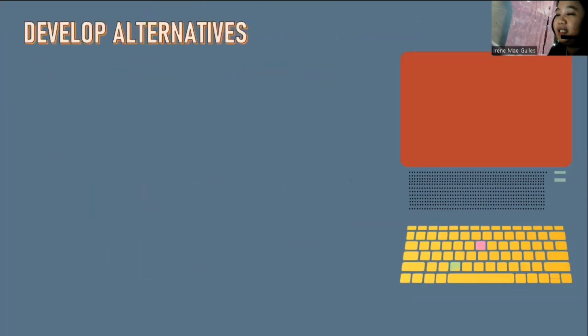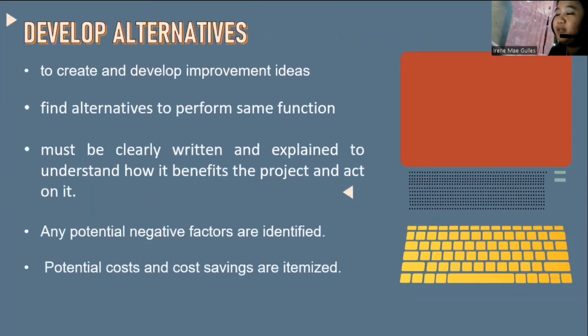So next is develop alternatives. This step is for team members to create and develop improvement ideas. They should find alternatives so that the project could perform the same functions. Realistic situations must be faced, objections should be overcome, and effective engineering, manufacturing, and other alternatives must be developed. They must be clearly written and explained so that the project owner and stakeholders can understand how it benefits the project and act on it. Any potential negative factors are identified. Potential costs and cost savings are itemized.